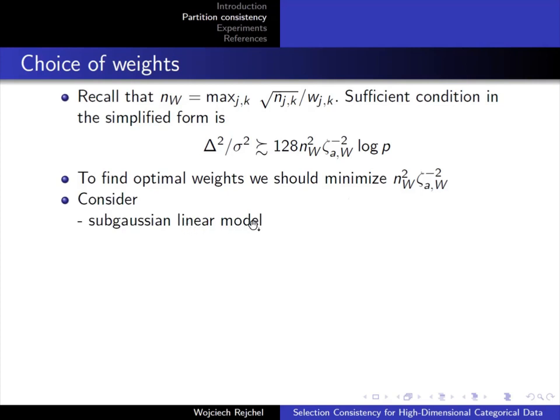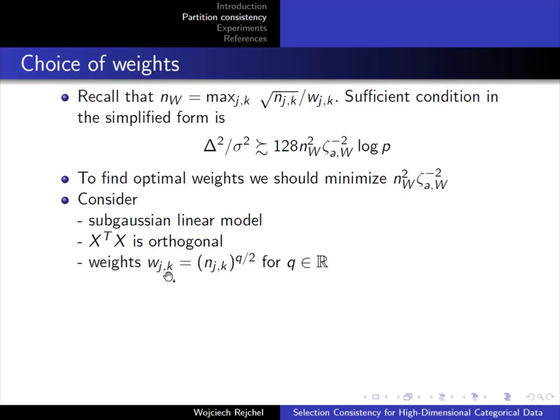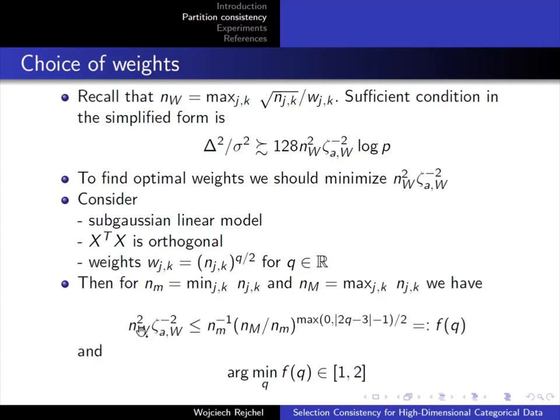We consider only the linear model and only the case where your matrix is orthogonal, globally orthogonal. And what is more, we also assumed that your weights have such a form where Q can be any number. So the question was how to find Q, which gives you the best weights W. And in this restricted case, you can do it quite easily. If you have two numbers, n small m, which is the minimum number of observations per level, and n capital M, which is the maximum number, then you can easily prove that this quantity, which I am interested in, is smaller than this one.